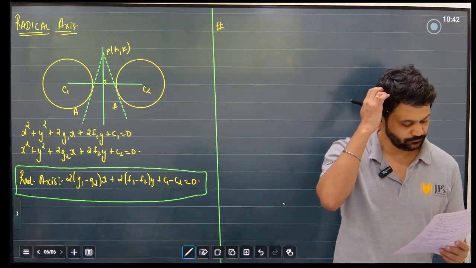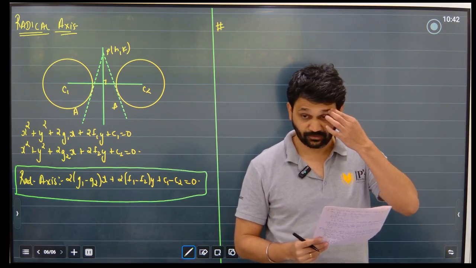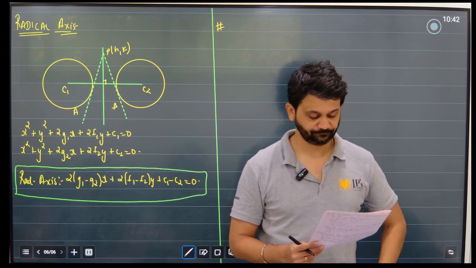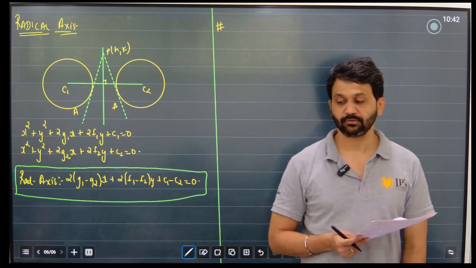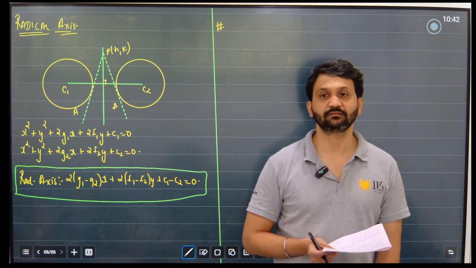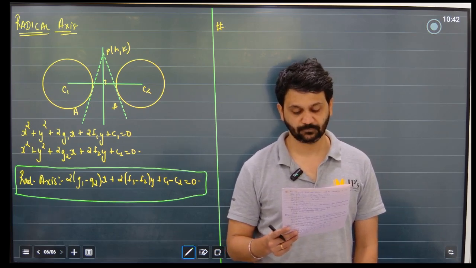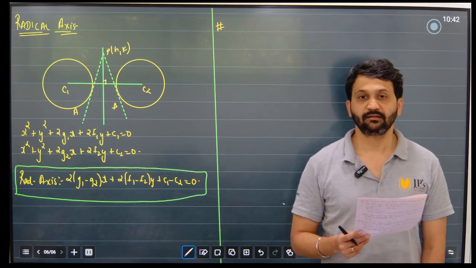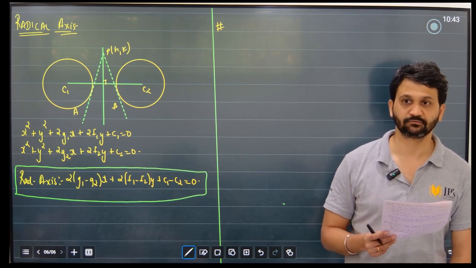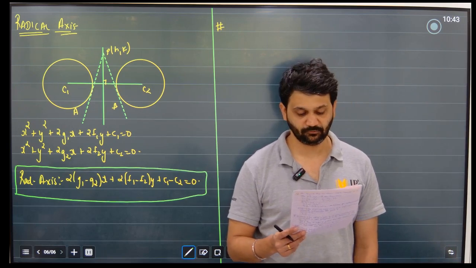In fact, if two circles are congruent, in brackets write same radius, then the radical axis becomes the perpendicular bisector of C1C2.